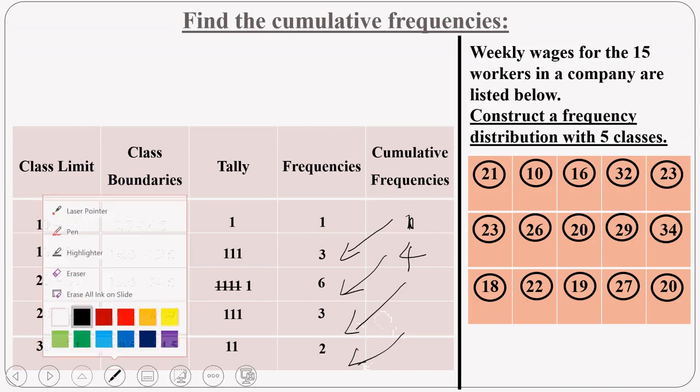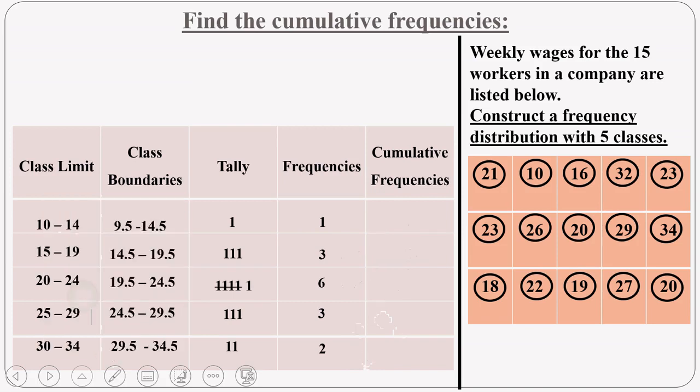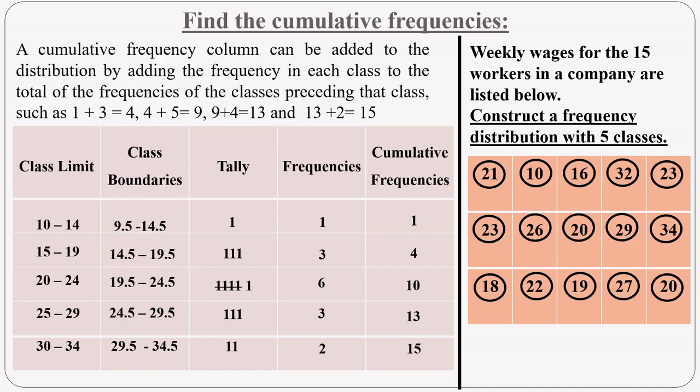So let me show you clearly. First one is 1. 1 plus 3 will be 4. 4 plus 6 will be 10. 10 plus 3 will be 13. And 13 plus 2 will be 15. So this is the way to identify cumulative frequency. So I hope this problem is very clear to understand with regard to constructing frequency distribution with 5 classes.